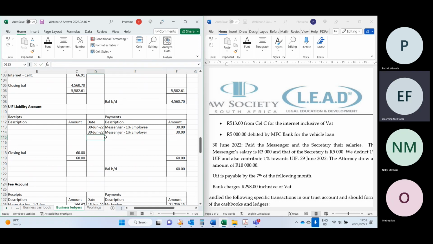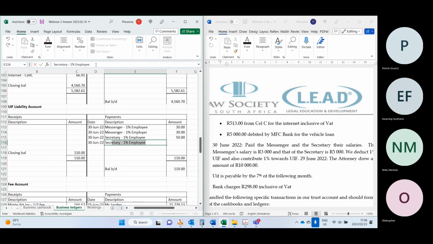And then for the secretary, we also have 1% for the employee, which is 50 rand. And then we've got the employer 1%, which is also 50 rand, like that. So this is how we record our transactions.